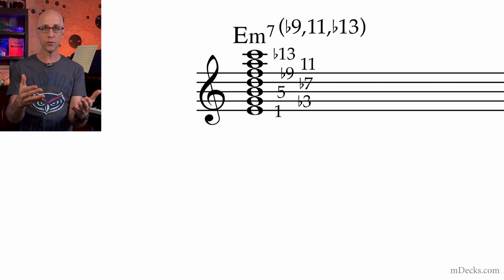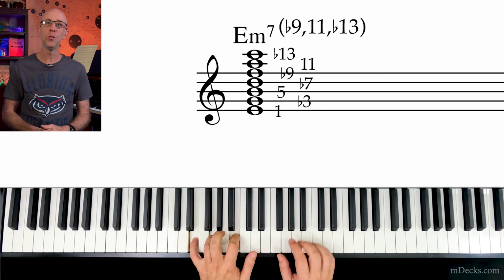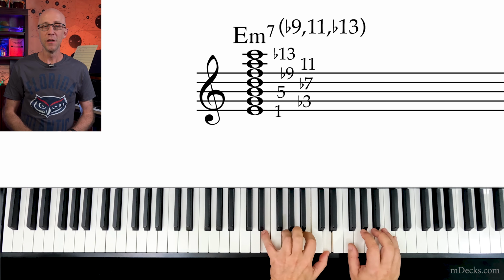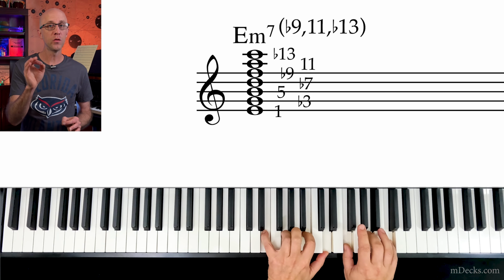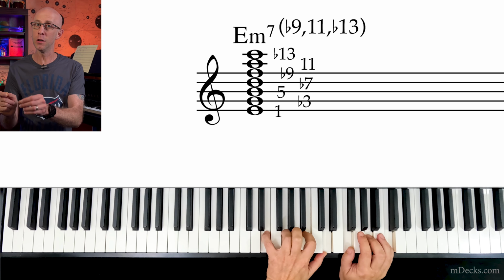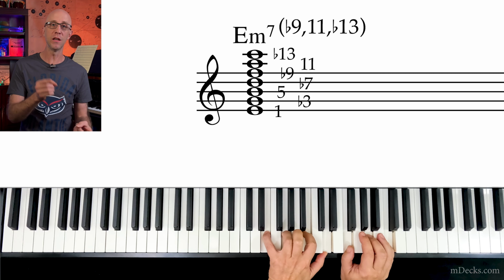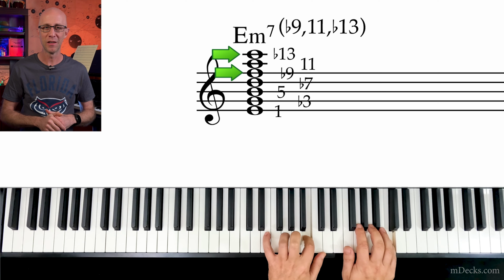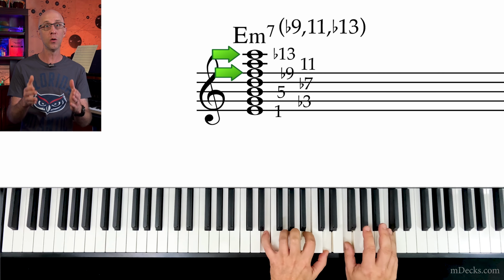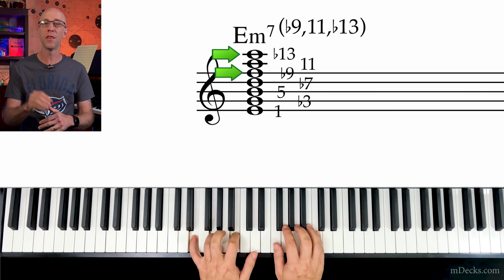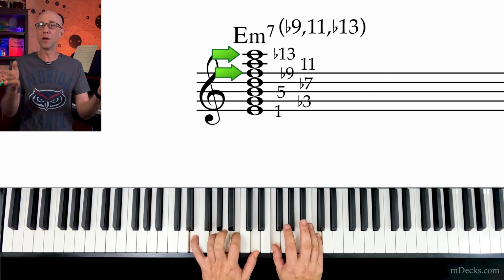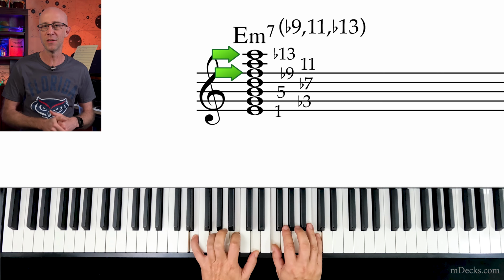If we stack notes from the Phrygian scale by thirds, we get a minor 7, flat 9, 11, flat 13 chord. It's important to notice that there are two tensions that create a flat 9 interval with one of the chord tones. E to F is a flat 9, and B to C is also a flat 9. And in a tonal context, we want to avoid these two tensions because that flat 9 is extremely dissonant. And this is not a dominant chord, so we don't want that kind of dissonance here.